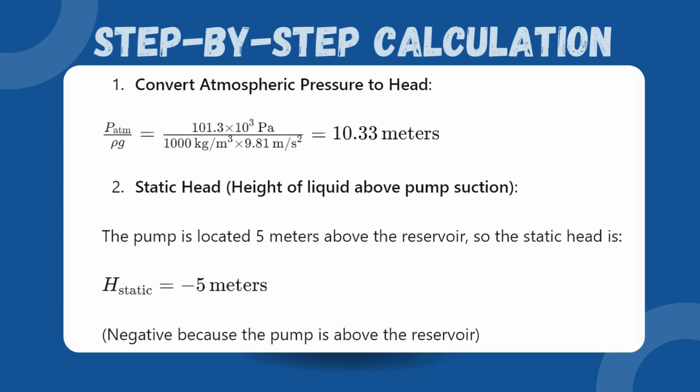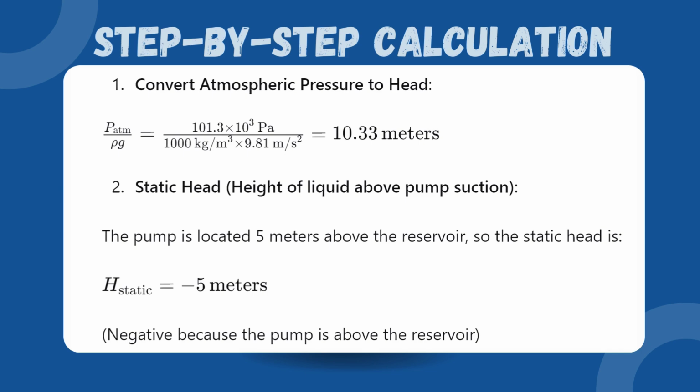Guys, static head is the height of liquid above the pump suction. Okay, and the pump suction is here located at 5 meter above the reservoir. So the static head here is 5 meters, which will be negative because the pump is above the reservoir. And in some other scenario where the pump is below the reservoir, we will consider the static head as positive. Okay, so guys, the second term, which is static head, will be minus 5 meter.